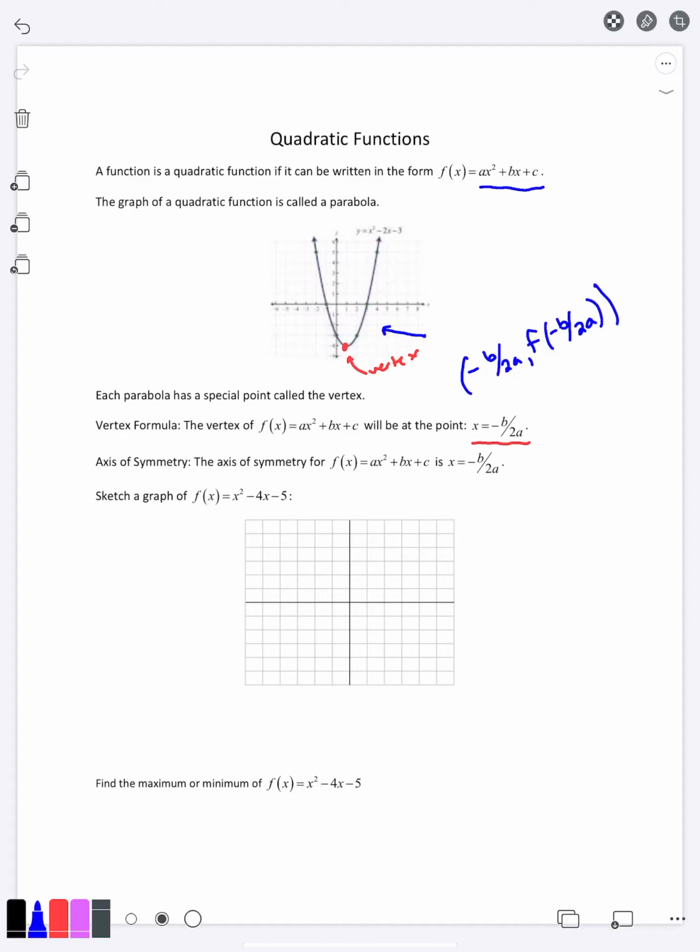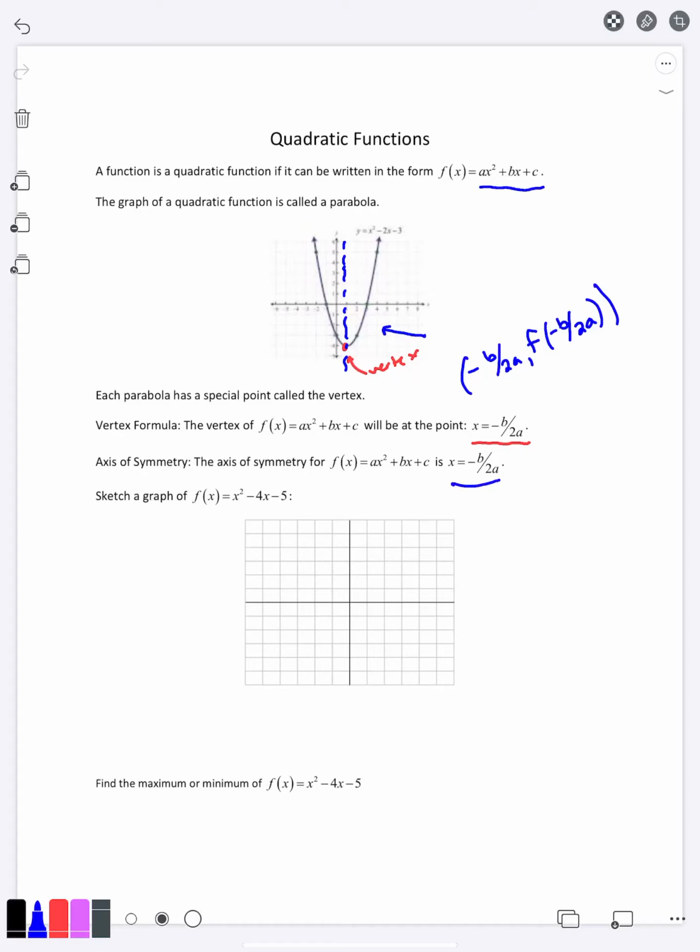Now, we also have a second important feature on these graphs, and that is called the axis of symmetry. The idea is, if you were to draw this little dotted line down the middle here, the graph on either side would be the exact same shape. It's symmetric about that line. That's why it's called the axis of symmetry. And the equation for the axis of symmetry is x equals negative b over 2a.